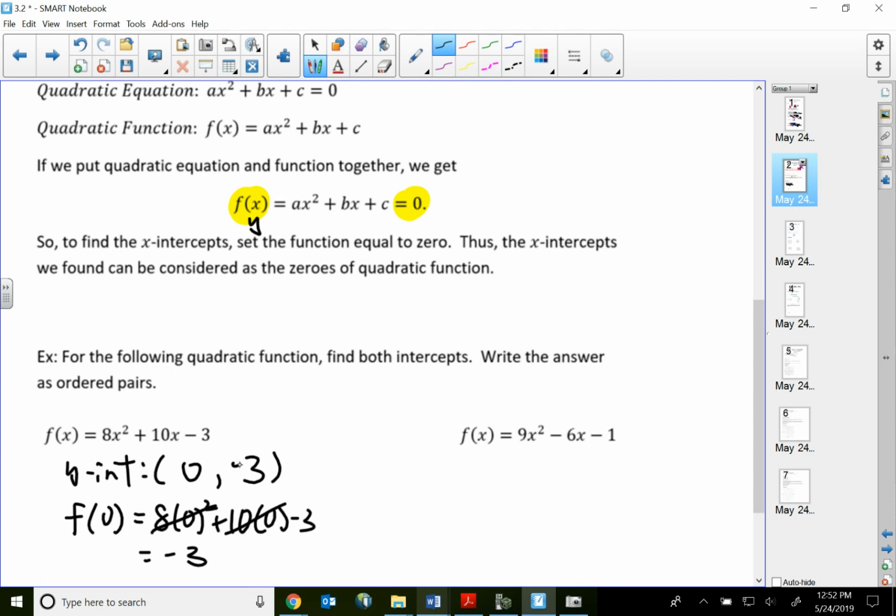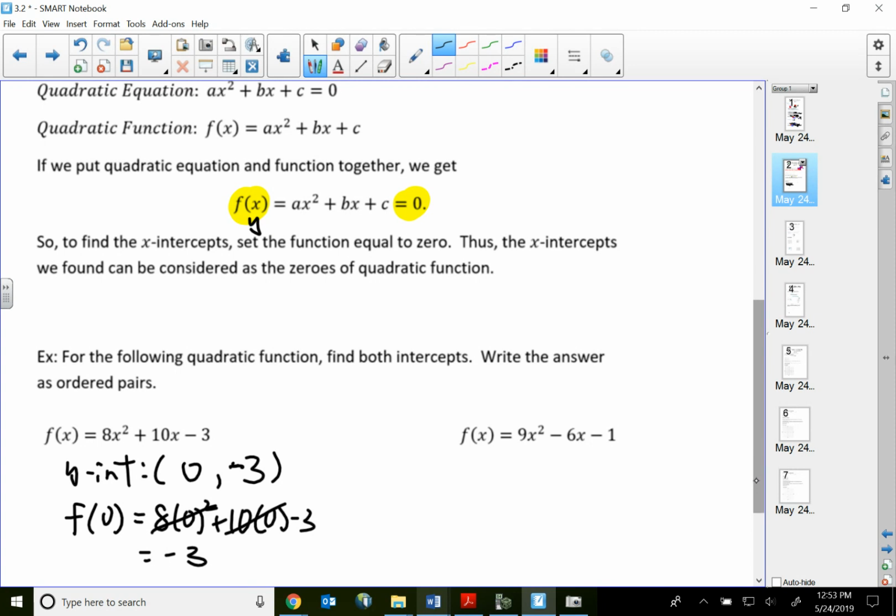Most students can figure out the y-intercept just by looking at the function, because every term containing x will become 0. The constant term at the very end tells us what the y-intercept is going to be.